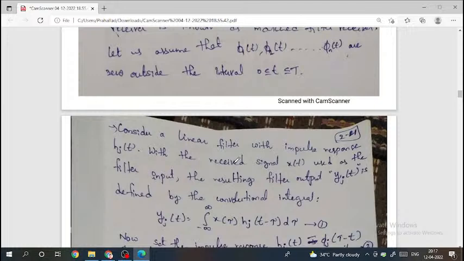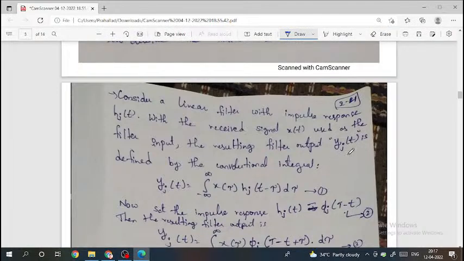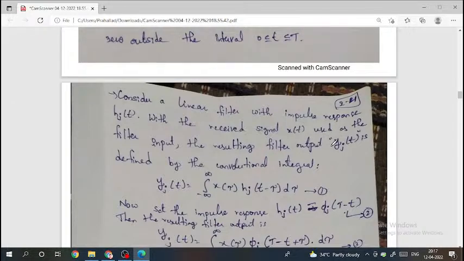So you need to remember how we are approaching. First of all, we consider the basis functions which are 0 outside the interval 0 to T. After that, consider a linear filter with impulse response hj of t, with the received signal x of t used as the filter input. So what is the filter input here? x of t. The impulse response we are considering as hj of t, and the output of the filter we are considering as yj of t. Impulse response generally we call h of t; here we are considering hj of t.